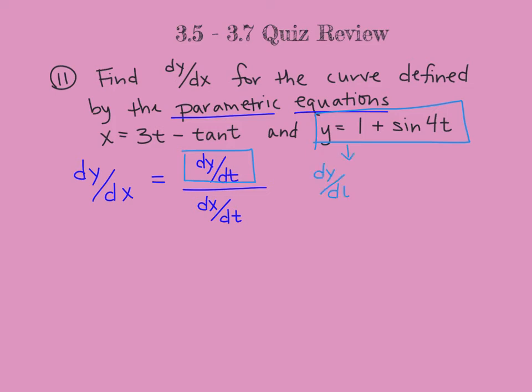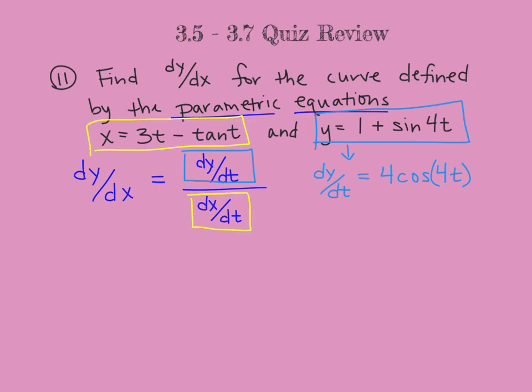So we are finding the derivative of y with respect to t. The derivative of 1 is 0, and the derivative of sine of 4t is cosine of 4t times 4 using the chain rule. I'm going to put the 4t in parentheses. All right, so we found dy/dt. That's great. The next thing we need to do is find dx/dt.